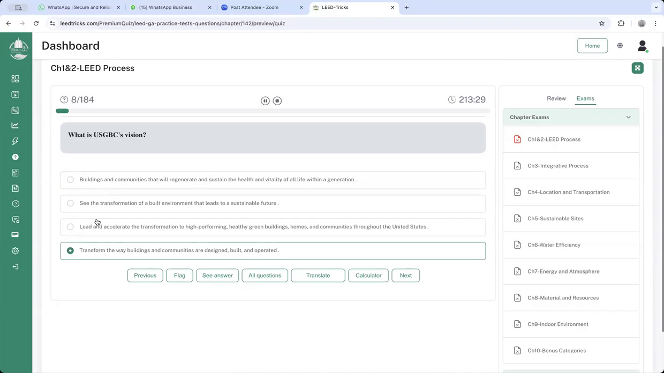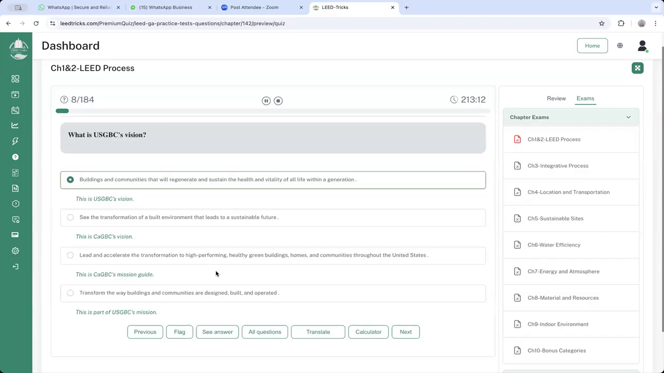So from the first three, you can be very confused if you don't really know the definition itself. And I told you to remember, because some people don't like to memorize these things, or maybe they forget. So I say regenerate is the keyword. Let's see the answer. Yes, this is the USGBC vision.